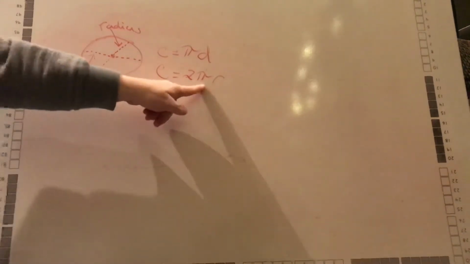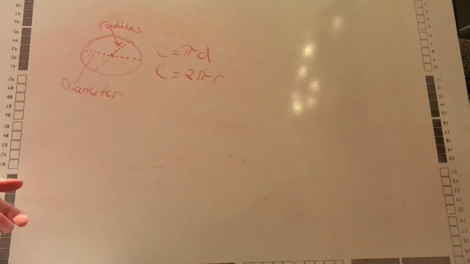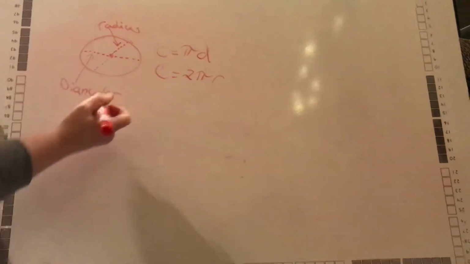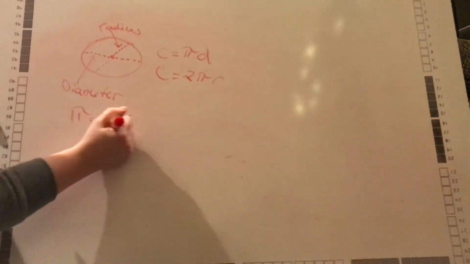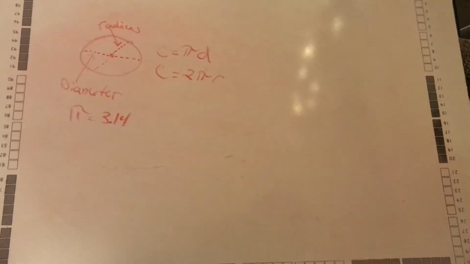So you will need to have a calculator for pi. Now, pi equals 3.14. Okay, so you can always use pi equals 3.14, and you can put that into your math, or you can use a calculator and just hit the pi button. So let's look at example 1.